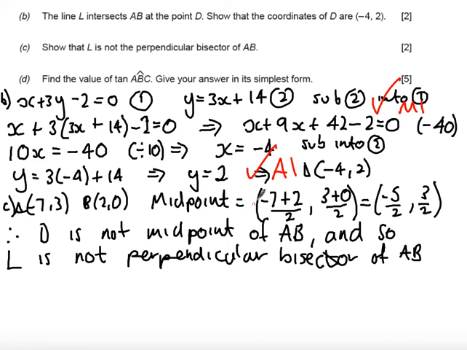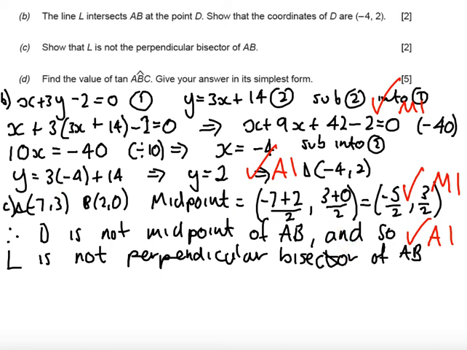Okay, so next is part C. Part C was finding the midpoint, as shown, it wasn't a perpendicular bisector. So you get a method mark if you've attempted to find the midpoint in some way, and then if you've actually shown that the midpoint isn't the point D, by getting the correct coordinate and stating that, you get your answer mark.